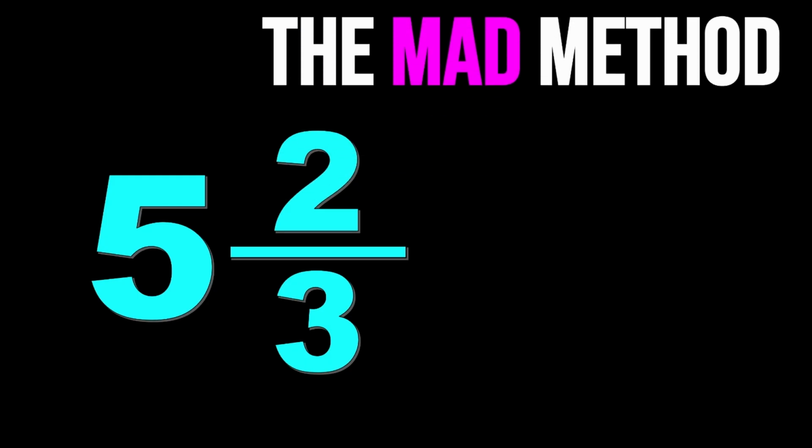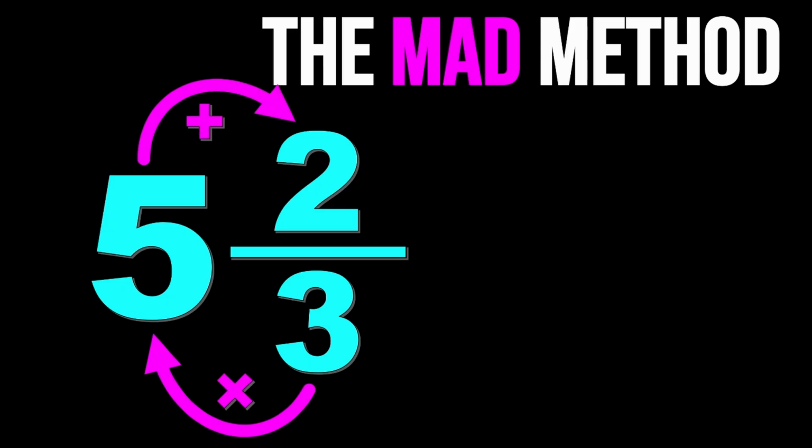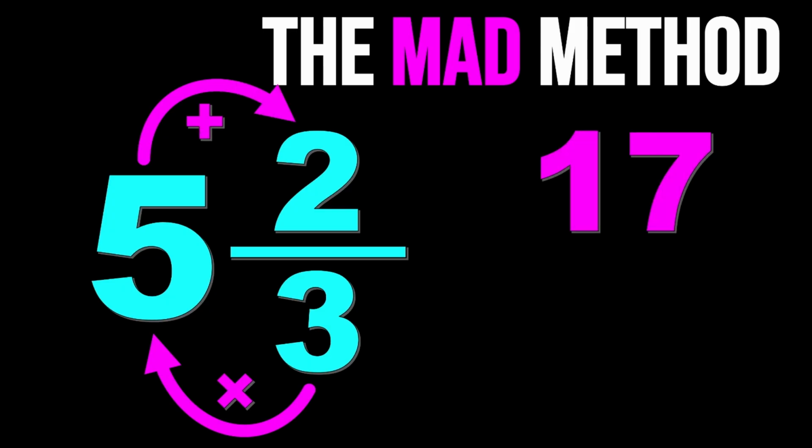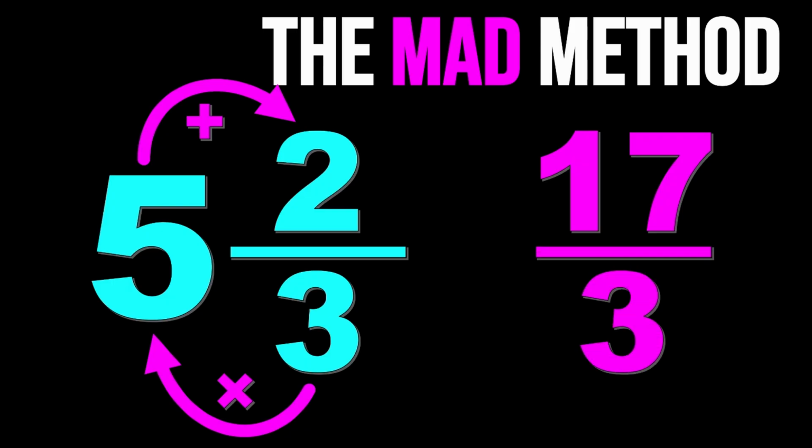The M stands for multiply, so I multiply the denominator by the big number out front, so 3 times 5 is 15. The A stands for add, so I take that result, 15, and I add the top number, which is 2. That's going to give me 17, because 3 times 5 is 15, plus 2 is 17. And finally, the D, well, as I said before, the denominator will always stay the same, so it's 17 thirds.